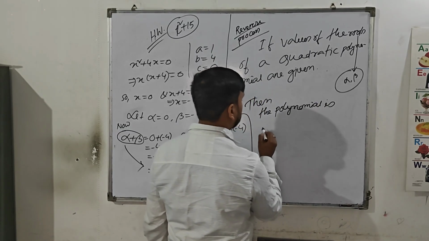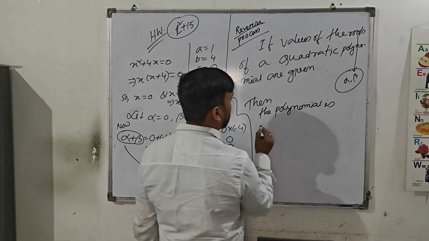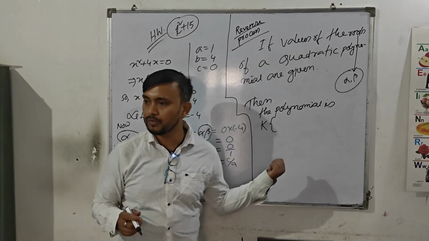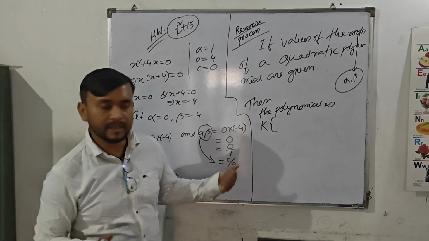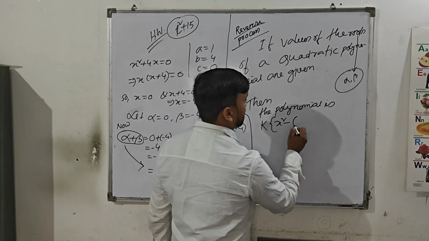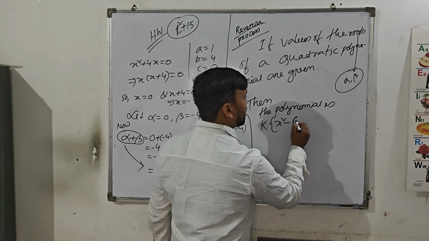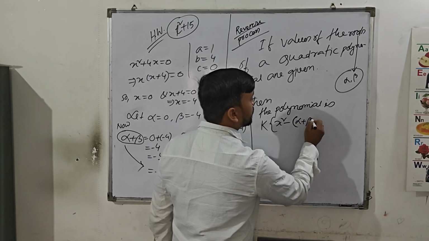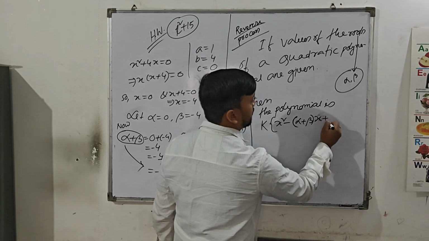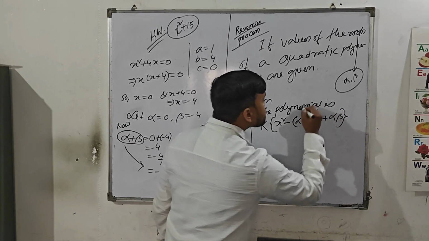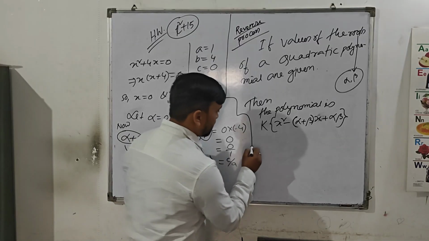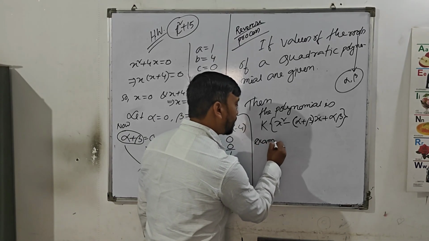The process is: the polynomial is, first of all, write k, a constant. I will explain how to define this k. This is k times x square, then sum of the roots into x, plus product of the roots. Done. Suppose, for example, we give this one.